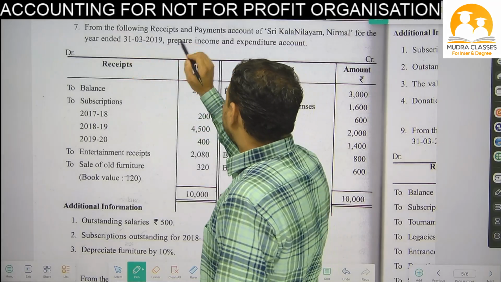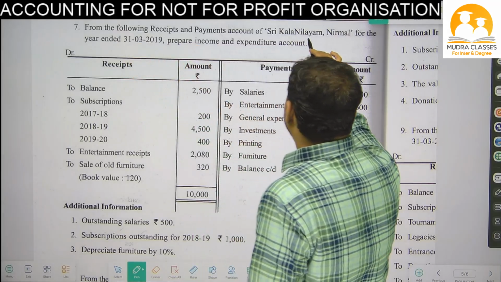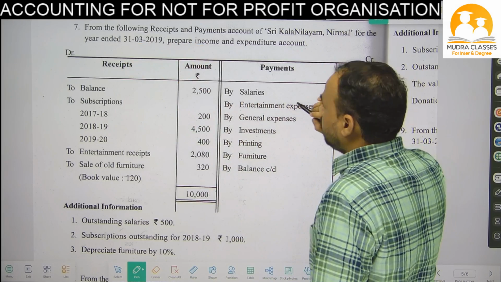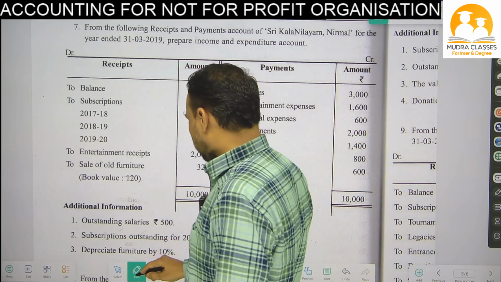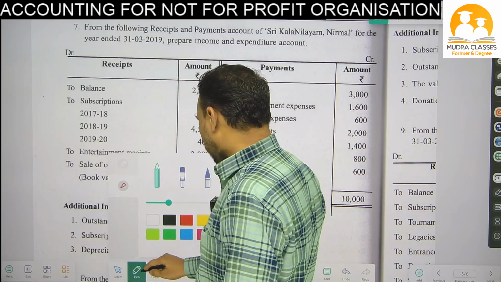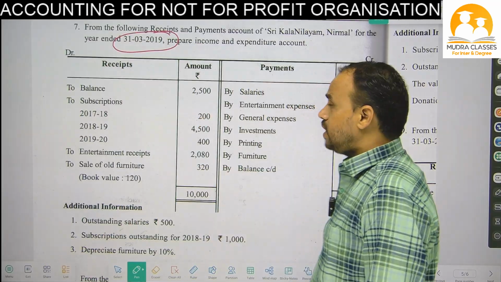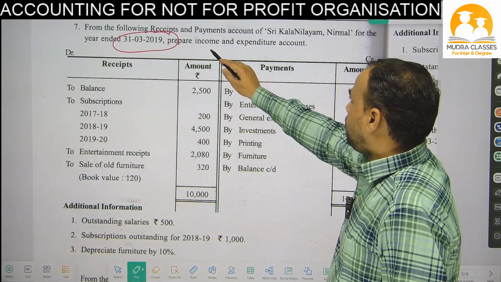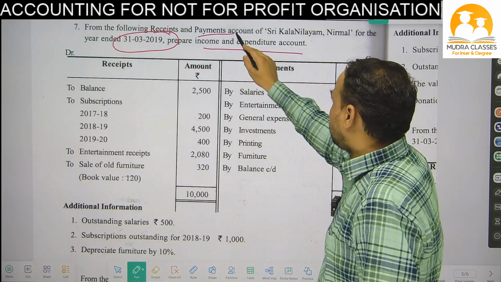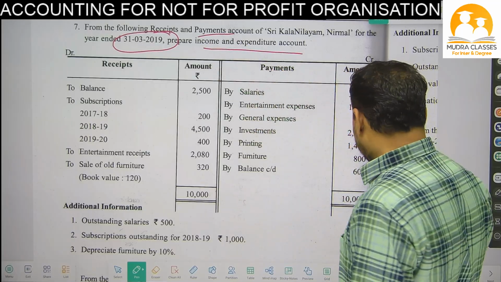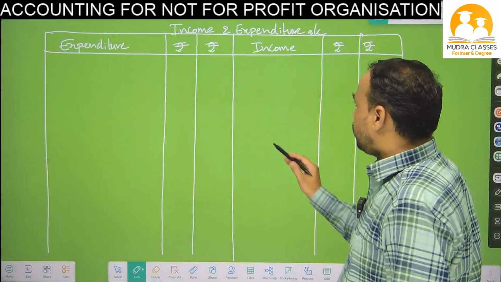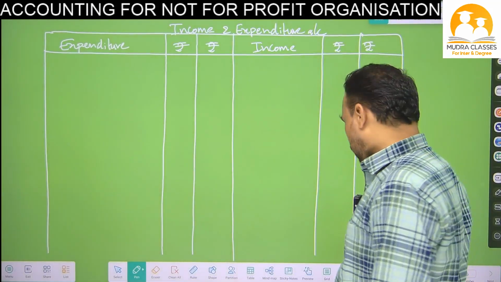From the following receipts and payments account of Sri Kala Nilayam Nirmal for the year ended on 31st March 2019, prepare the income and expenditure account. In this problem, date is very important. Listen carefully. Here the receipts and payments account is given, and we are asked to prepare the income and expenditure account. I have already drawn the income and expenditure account format.